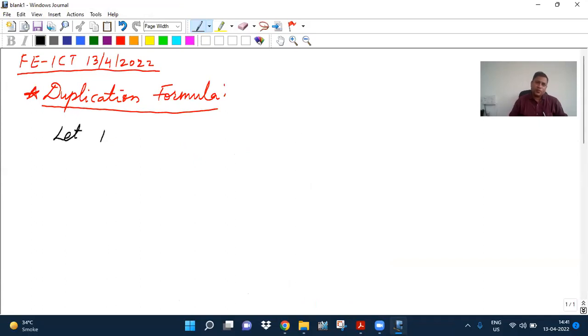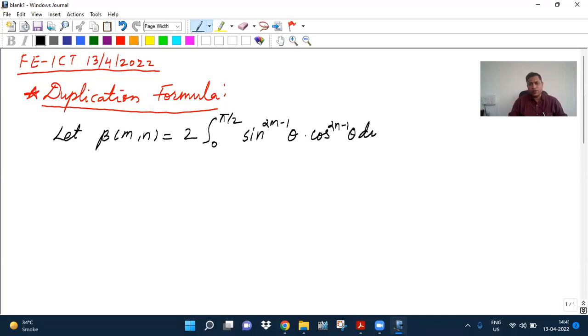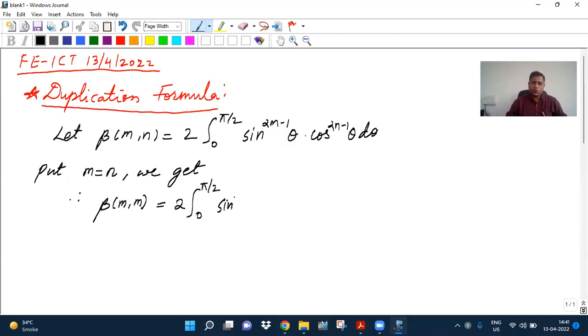So what we have, let beta m n is equal to twice integral 0 to pi by 2 sine raised to 2m minus 1 theta cos raised to 2n minus 1 theta d theta. This is what we know about the trigonometric definition of beta, right? Here I'll put m equal to n. So if we put m is equal to n, we get beta of m m, which is equal to twice integral 0 to pi by 2 sine raised to 2m minus 1 theta cos raised to 2m minus 1 theta d theta.